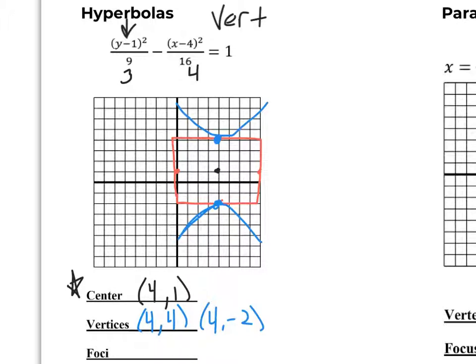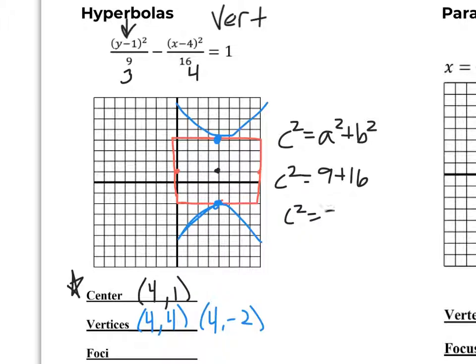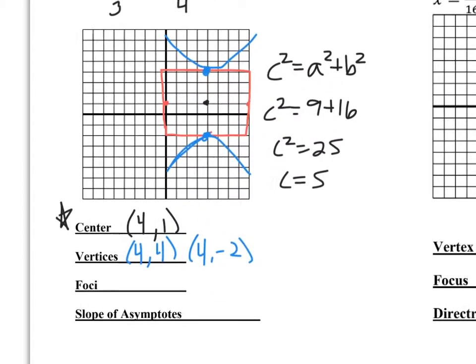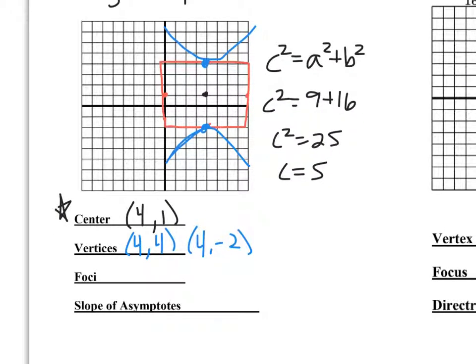For foci, you want to use the formula c squared equals a squared plus b squared. So c squared equals 9 plus 16, c squared equals 25, c equals 5. So that means my foci are actually going to have nice values. And I took either answer whether or not you did that. So this is vertical, which once again means that my y value of my center is going to change. So 1 plus or minus 5. So I would take (4, 6) and (4, -4). Also correct.